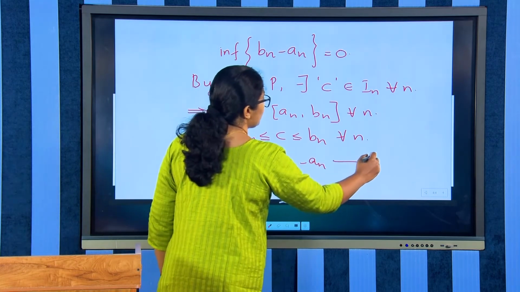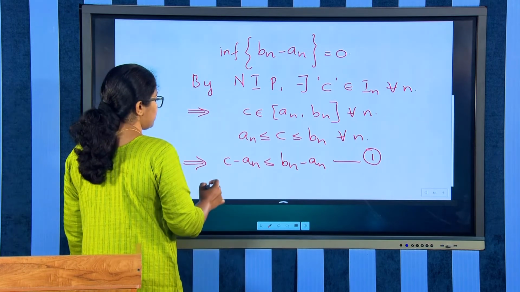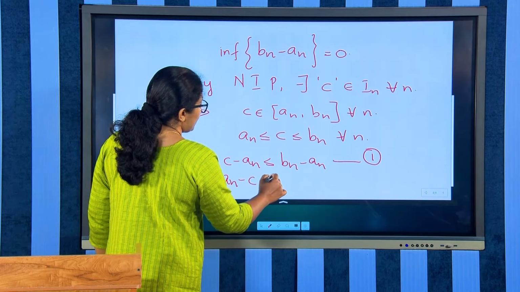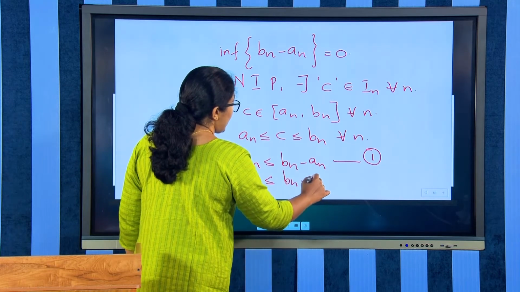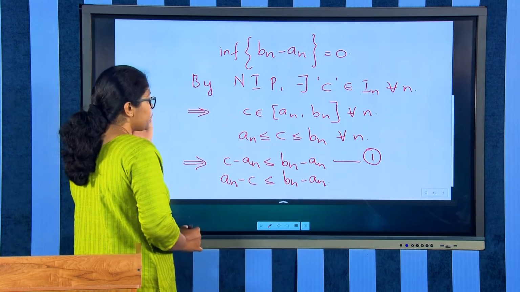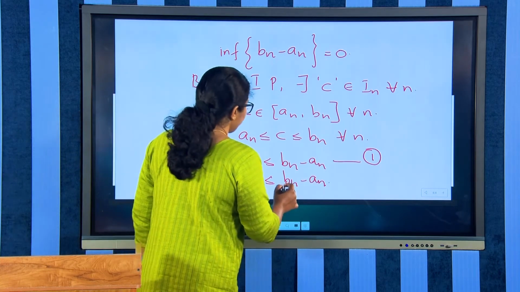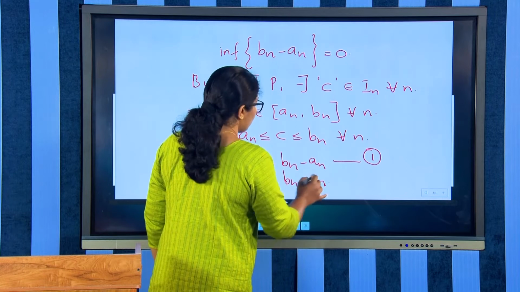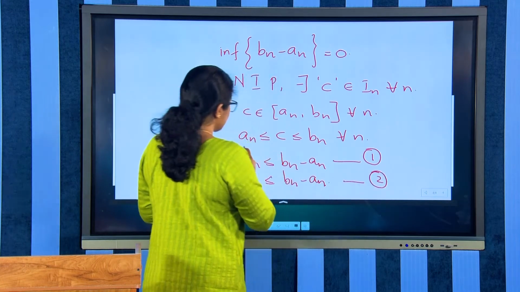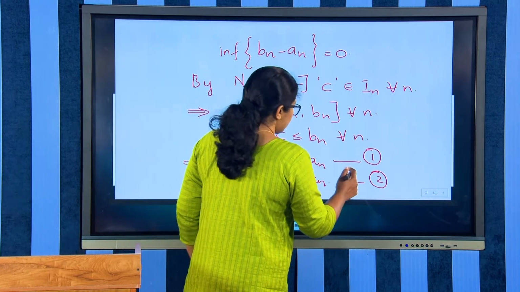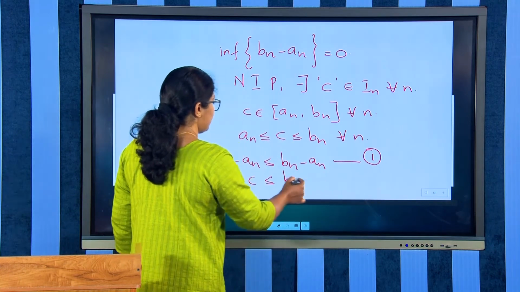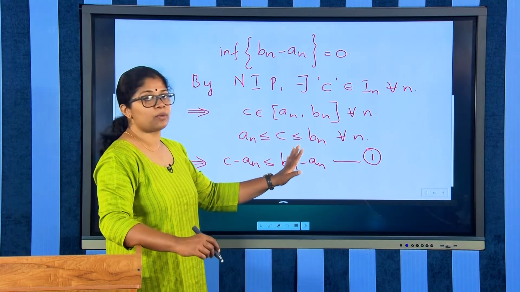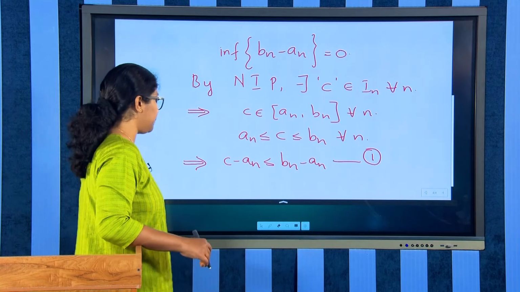Name it as inequality number 1. And An minus C is less than or equal to Bn minus An, or An minus Bn, whatever it be. An minus C is less than or equal to Bn minus An. Okay. In any case, this actually does not hold. This holds. Okay. C minus An is less than or equal to Bn minus An for every n.